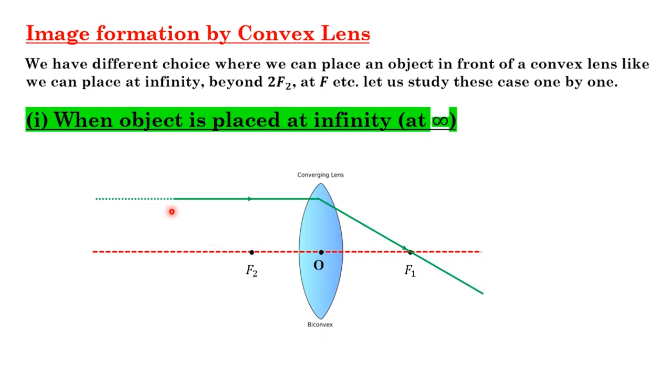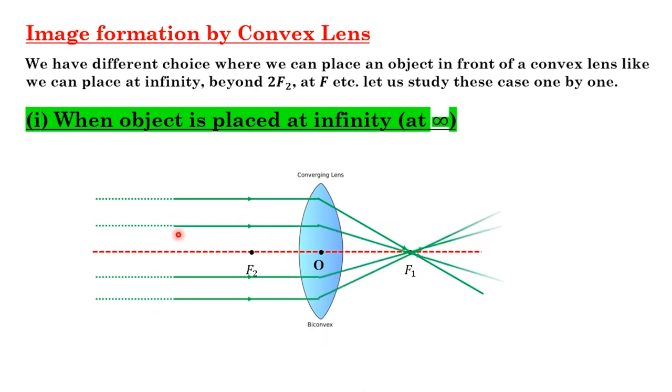Suppose we have different rays which are parallel to the principal axis. After refraction, they pass through the focus. So the image will be formed at F1. Whenever an object is placed at infinity, its image will be formed at focus. You can write this in your notebook because I have not mentioned it here. The size will be point-sized, because all these rays meet at a point, and since they are actually meeting, the image is real and inverted, because a real image is always inverted.